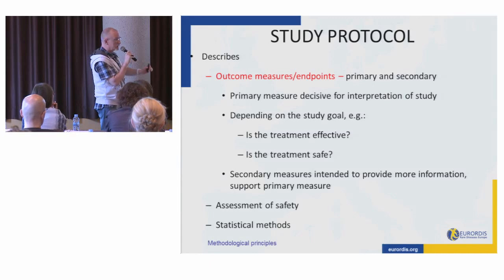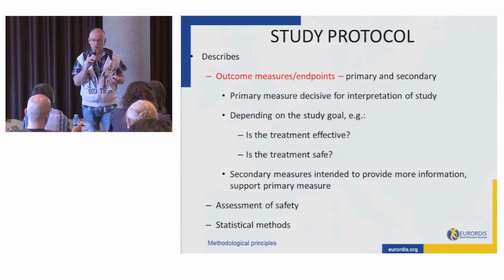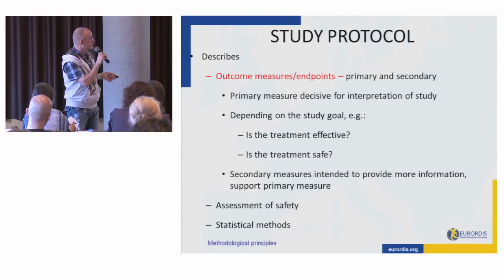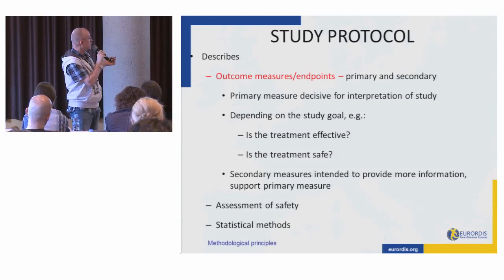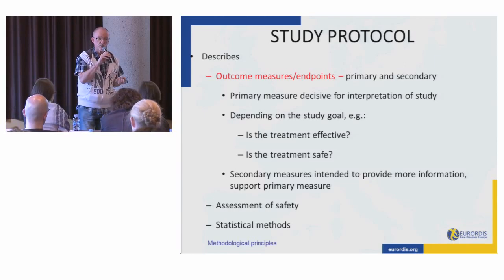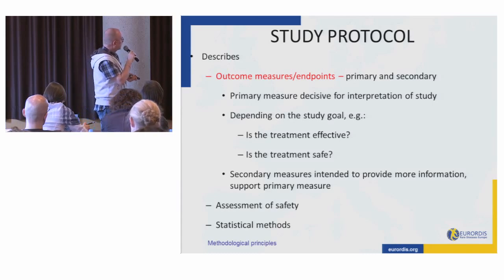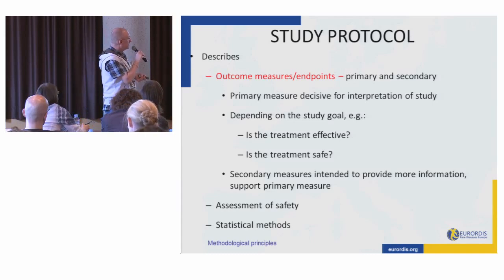I have to speed up a little bit, I notice that I'm running a bit late. So, the outcome measures and endpoints. Again, we talked about the primary and secondary objectives of that trial. We have corresponding outcome measures, primary and secondary ones. The primary measure will be decisive for the interpretation of the trial, if it's a success or not. The secondary measures are intended to provide more information and support the primary measure.